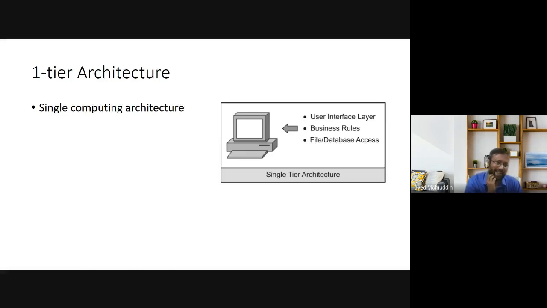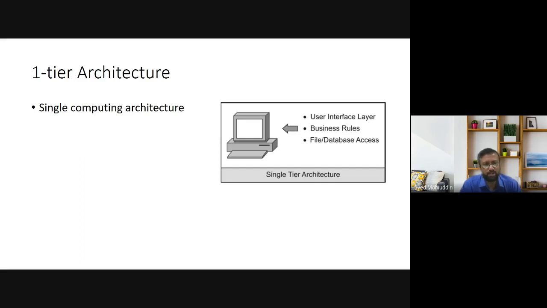So it's just like a standalone system where you have the user interface, which is the presentation logic, and then the rules, in the sense of the computation or coding part, the business logic. And the data is stored in the database, or the data can also be stored in files. So we call it the data access layer. And all these three things are present on a standalone single system.